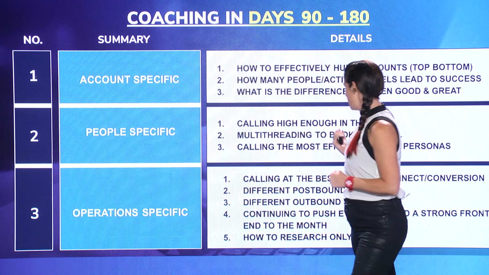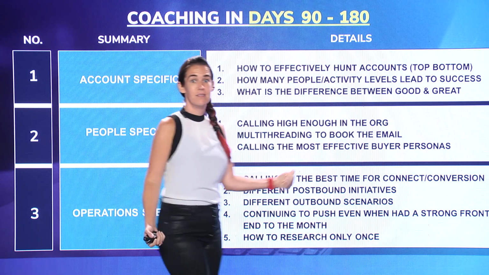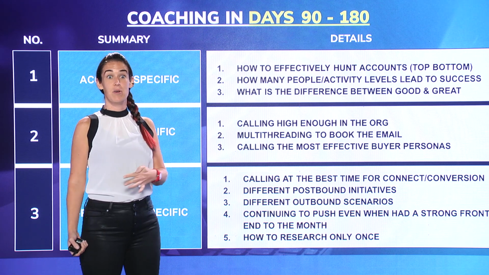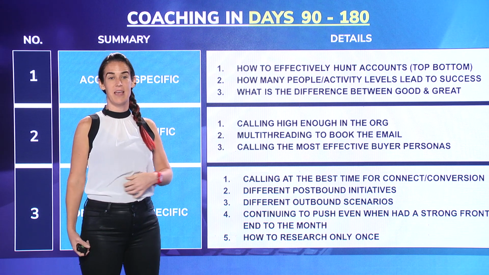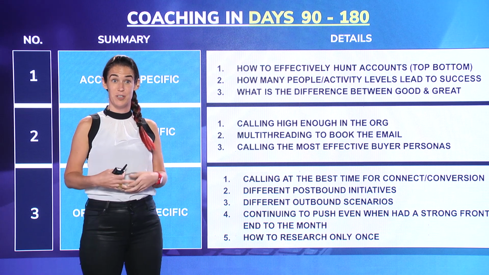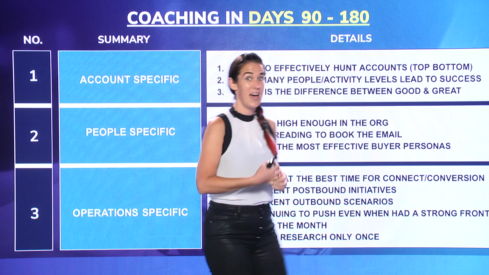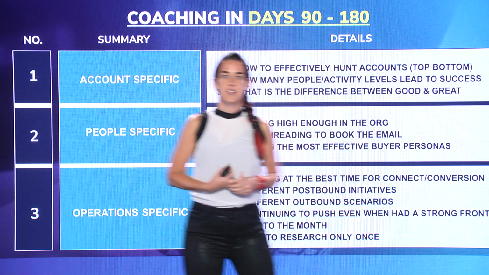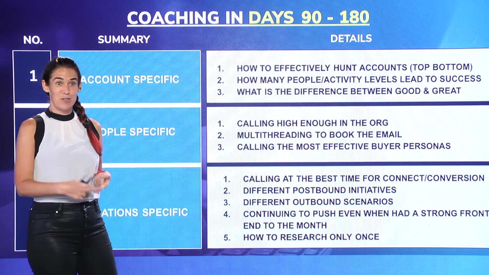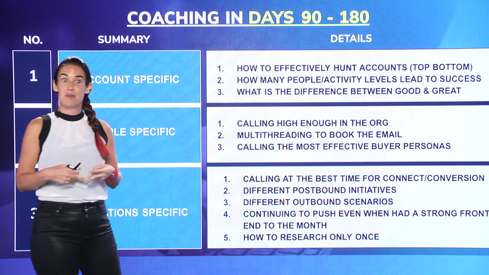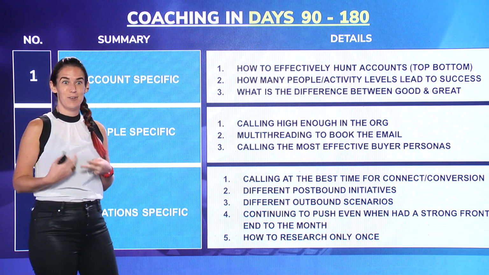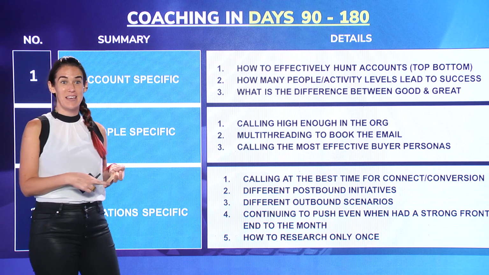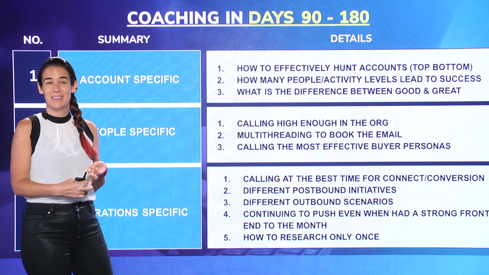Number two, people specific. Am I calling high enough in the org? Am I multi-threading to book the meeting? Am I calling the most effective buyer personas? Typically we have multiple buyer personas, but we prefer one or two. So are they calling into those people as aggressively or more aggressively than the others? And then we have operation specific. Am I calling at the best time for connects and conversion based on data? What are the different postbound initiatives, for instance content downloads, webinar registrants, event attendees? What are the different outbound scenarios? For more on those, go to the Account Executive Comprehensive Messaging Guide, I believe episode 8.